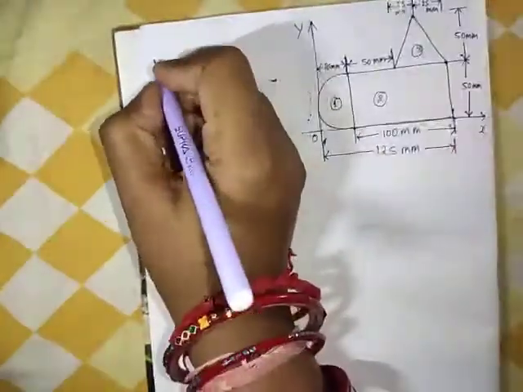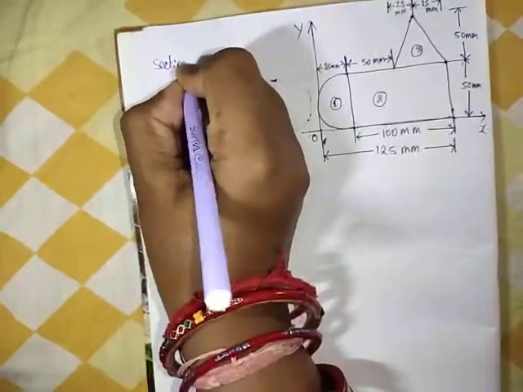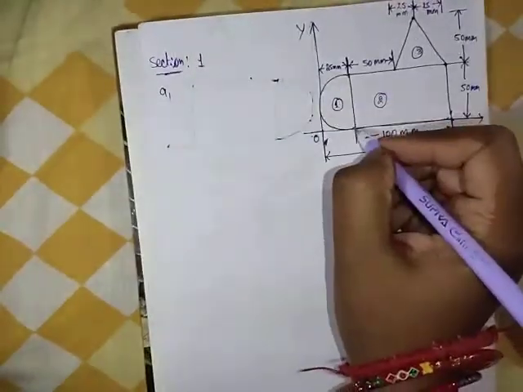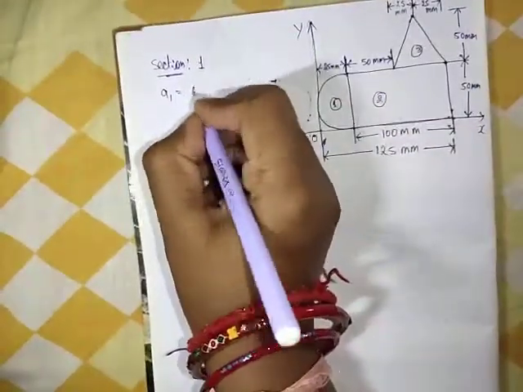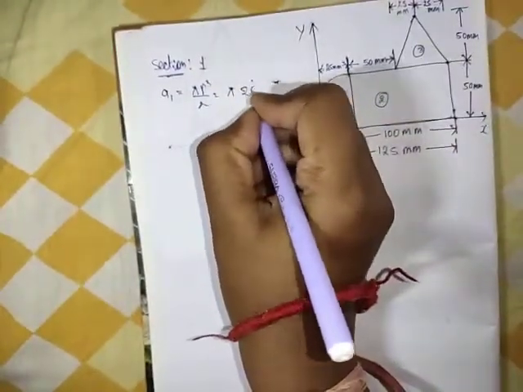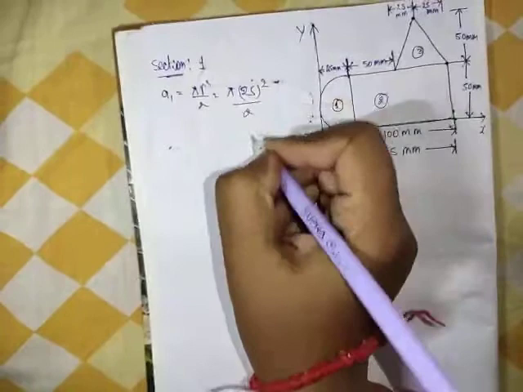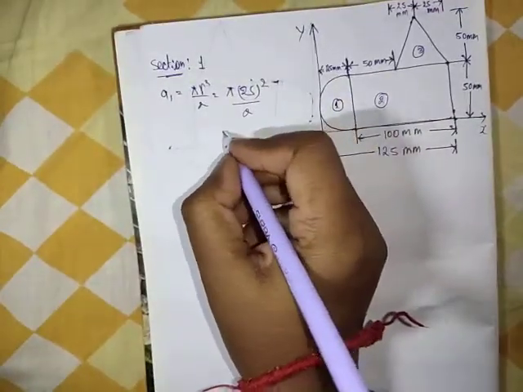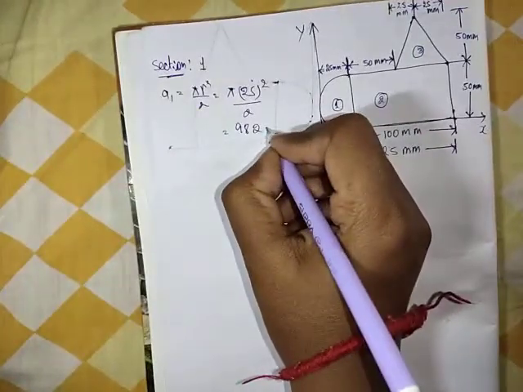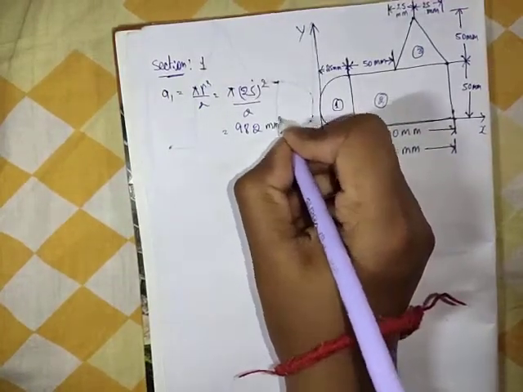So first, section 1. What is a1? A1, this is a semicircle. What is the area for a semicircle? Pi r square by 2. So this means pi, what is the radius here? Here the radius is 25. So pi into 25 square by 2. We are getting nearly 982 mm square.